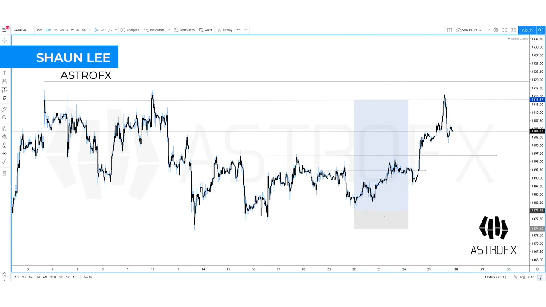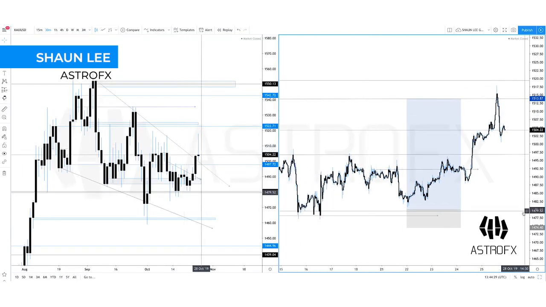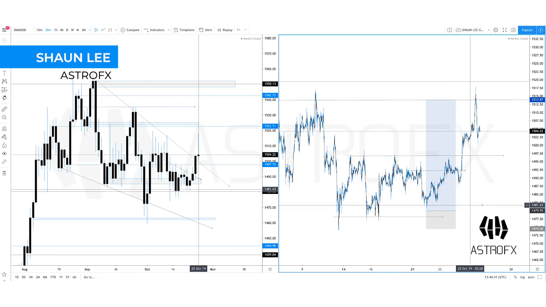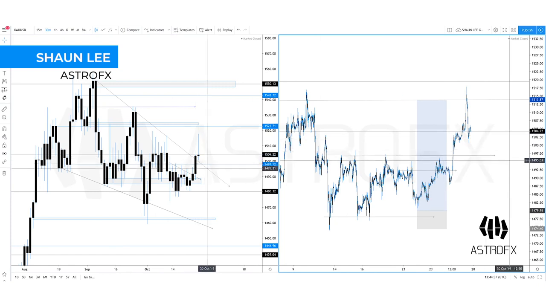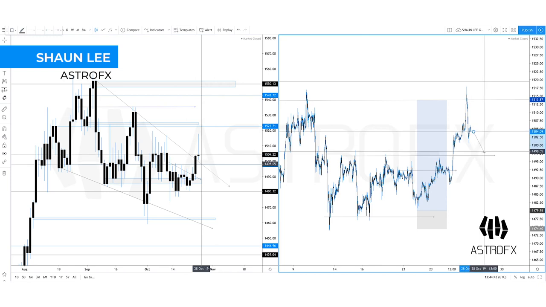So what's next for me is to sit down and wait for market open, wait for price to come into my favor. So I'm expecting a pullback into the 1500s. So what my scope is for the week ahead is anywhere here.